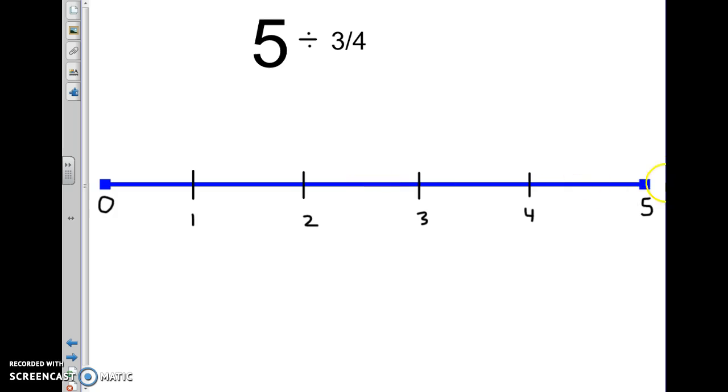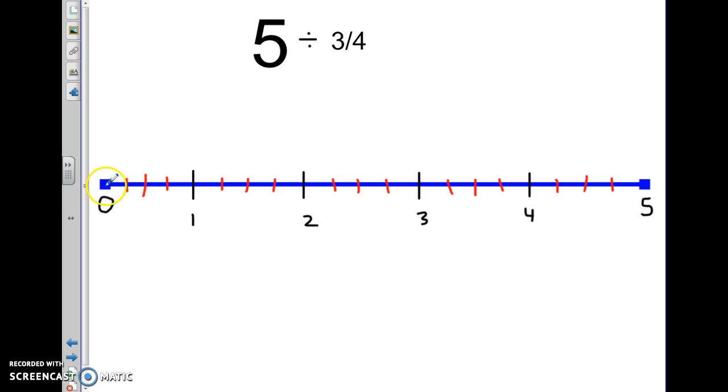This is my whole amount, and I want to know how many groups of 3/4 are going to fit into this 5. That means I'm going to break them up into fourths. So I'm going to take each of these sections of one whole number and break them into fourths. Shouldn't take too long. Last time I used the leapfrog and I just hopped, which is great.